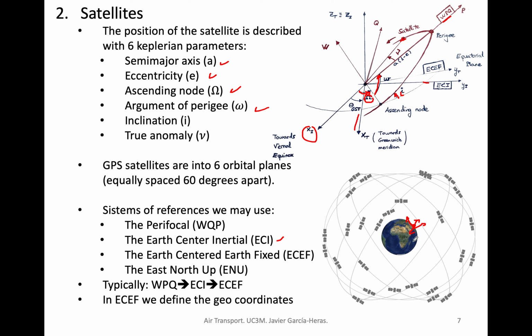Typically, we have to transform from the perifocal to the Earth center inertial, and finally to the Earth center Earth fixed, which is where we define the coordinates. And finally, I wanted to highlight here that the satellites are in 6 orbital planes, equally spaced 60 degrees in order to cover the 360.